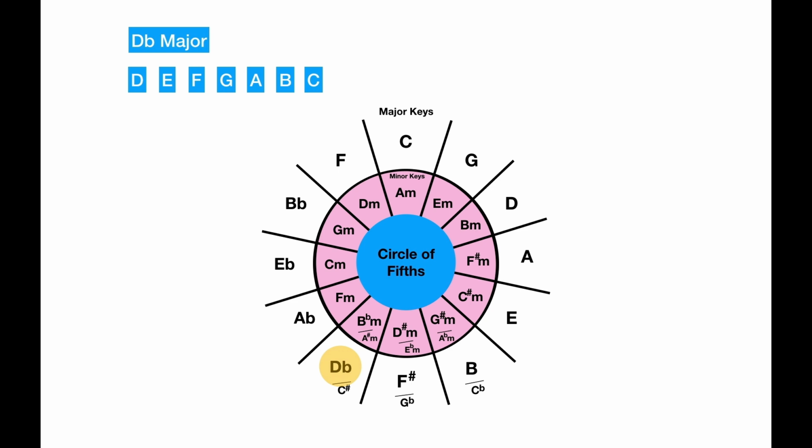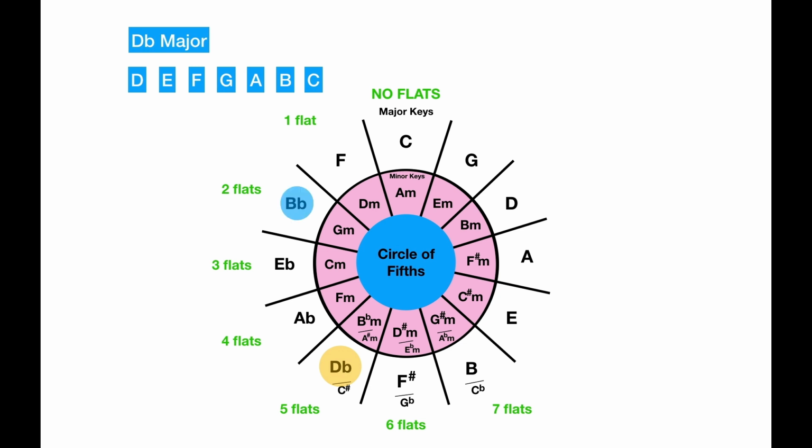We need to know how many flats are in this scale. Well, we know that the C has no flats in it, and if we work our way anti-clockwise around the circle, we add a flat to each note we get to. So if we look down at the D flat, we can see that this scale will have 5 flats.